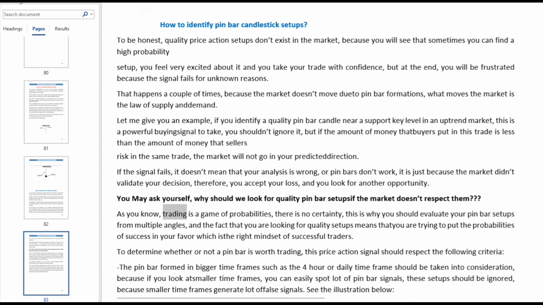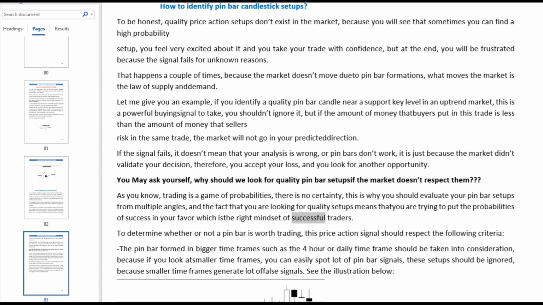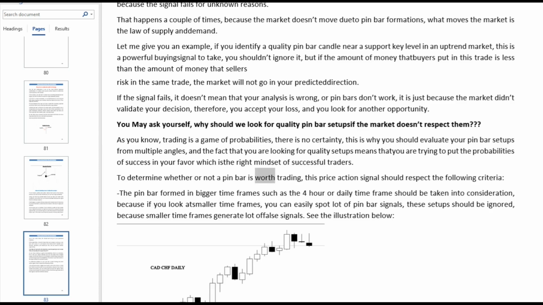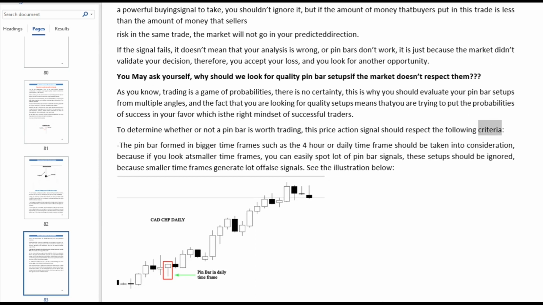As you know, trading is a game of probabilities. There is no certainty. This is why you should evaluate your pin bar setups from multiple angles, and the fact that you are looking for quality setups means that you are trying to put the probabilities of success in your favor, which is the right mindset of successful traders. To determine whether or not a pin bar is worth trading, this price action signal should respect the following criteria.